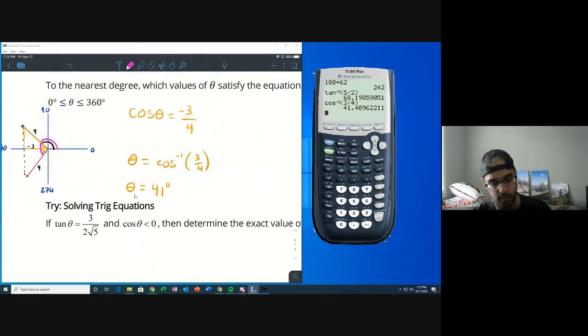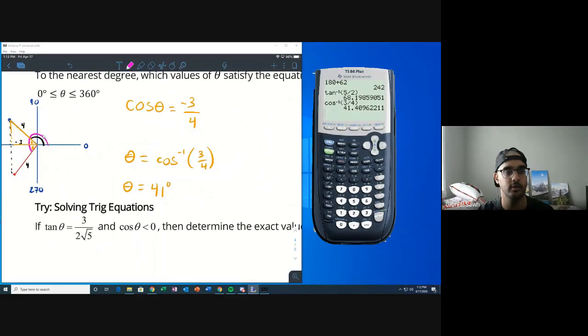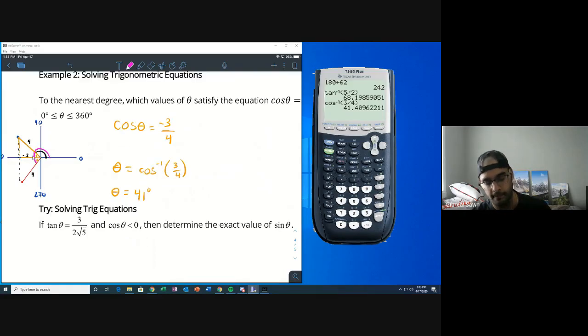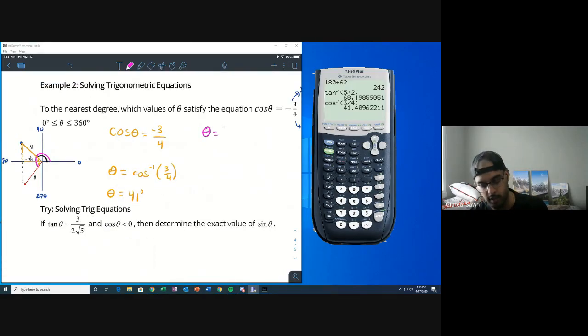So for the pink one, we had to go half the circle revolution and add a reference angle to it. So one of the possibilities for theta is going to be a half circle, 180 degrees, plus the reference angle of 41, which we found. So one of the answers for this is going to be 221 degrees. That is one standard position angle that creates a terminal arm for me that will give me this cosine ratio of negative 3/4. The other one, start with theta again.